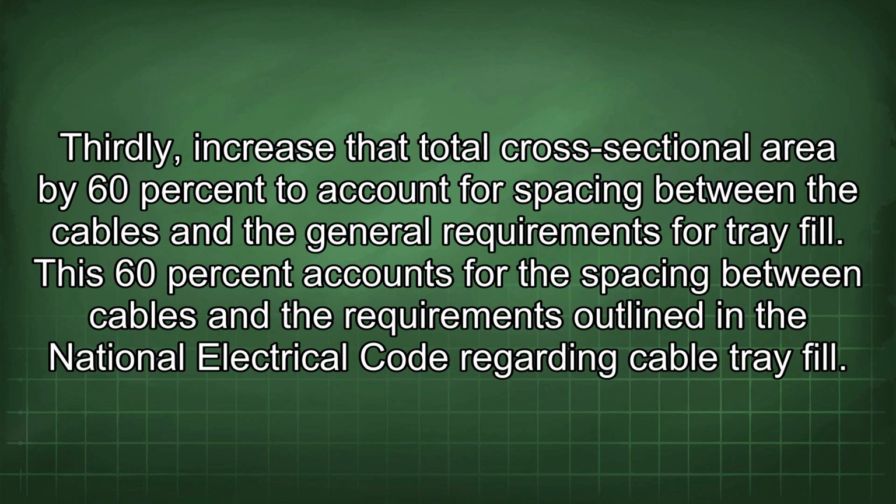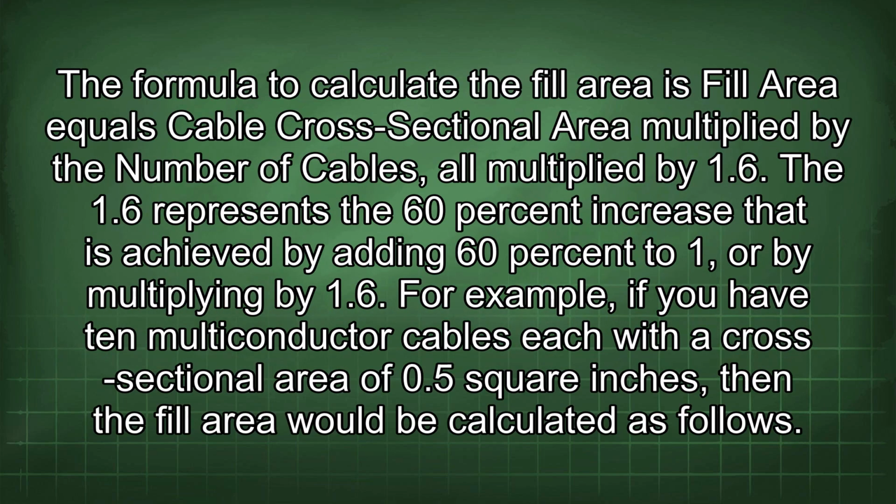Thirdly, increase the total cross-sectional area by 60% to account for spacing between the cables and the general requirements for tray fill. This 60% accounts for the spacing between cables and the requirements outlined in the National Electrical Code regarding cable tray fill. The formula to calculate the fill area is fill area equals cable cross-sectional area multiplied by the number of cables, all multiplied by 1.6. The 1.6 represents the 60% increase that is achieved by adding 60% to 1, or by multiplying by 1.6.